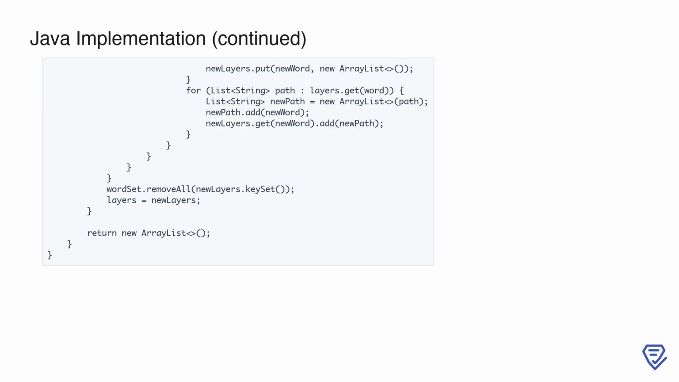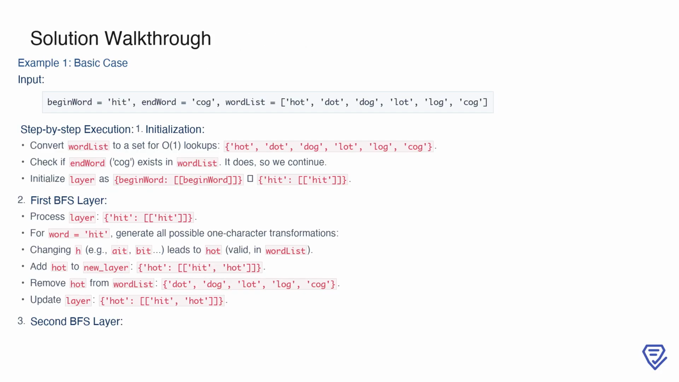To solve this problem, we start with the given input: the begin word is hit, the end word is cog, and the word list contains hot, dot, dog, lot, log, cog. First, we convert the word list into a set for faster lookups, which gives us hot, dot, dog, lot, log, cog. Since the end word, cog, is present in the word list, we proceed with the solution.